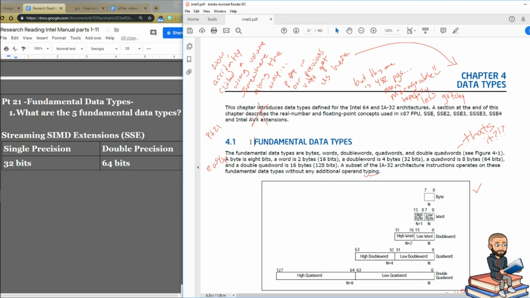The objective today is to explain what the Intel manual says about fundamental data types, and look at that, we're already on chapter 4. And for anyone curious, I found that when I am writing on a PDF using this Surface Book, as you can see here, we're on page 87. After a while, that thing starts to slowly crawl.